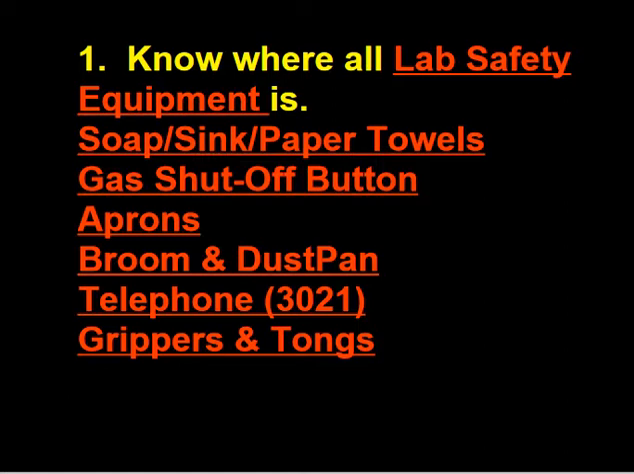Know where all your lab safety equipment is. Things like the soap, sink, paper towels. It's pretty obvious you know where those are. The gas shutoff button is over by the door. If there's ever an emergency, by pushing that button in, you can turn off all the gas in this room. Wear your aprons. Use brooms and dustpans to clean up materials. Use the telephone. 3021 is to call the office.